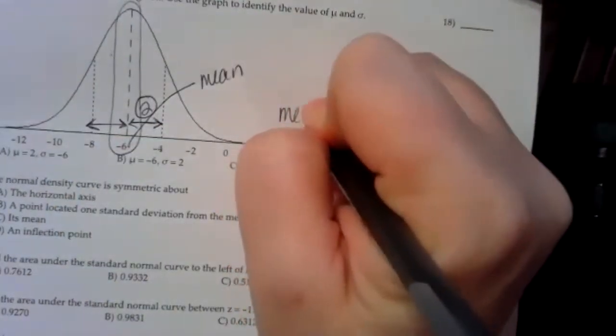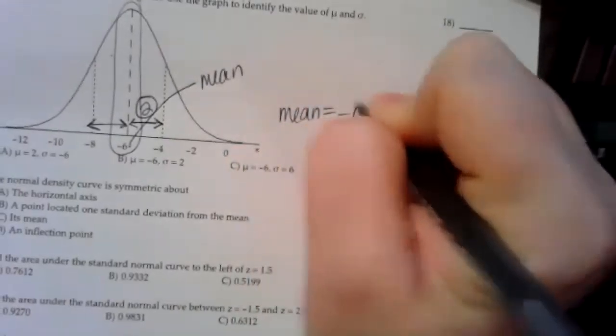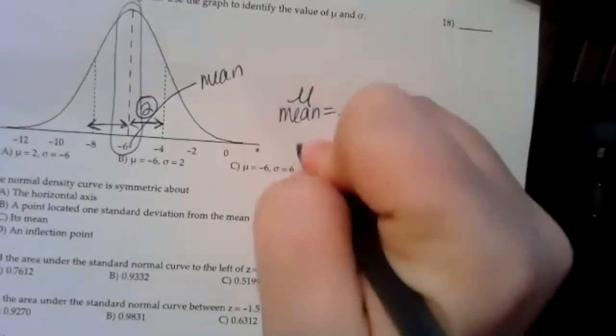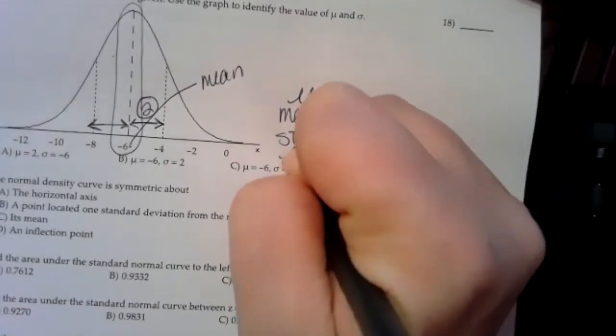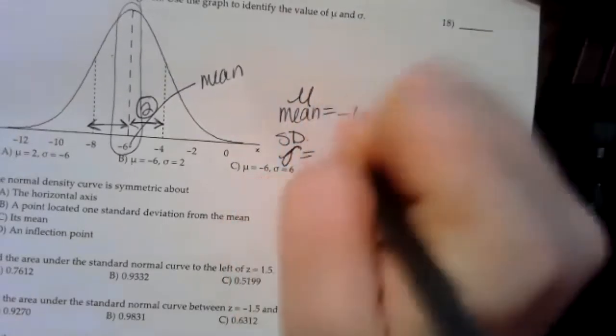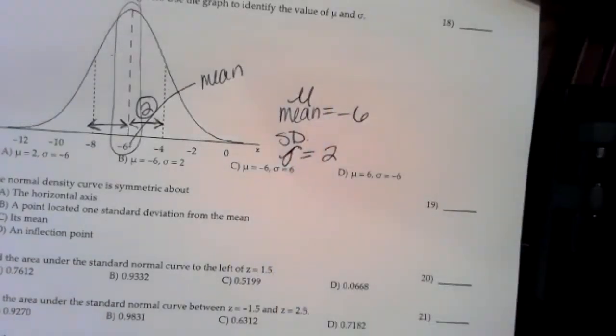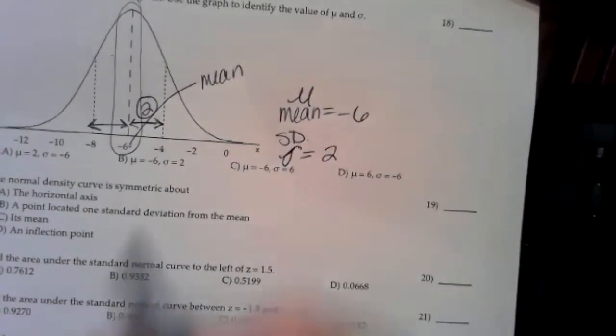So our mean would be -6. And our standard deviation is going to be 2. Questions on that one?